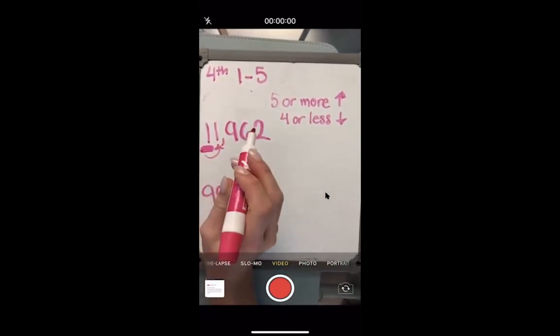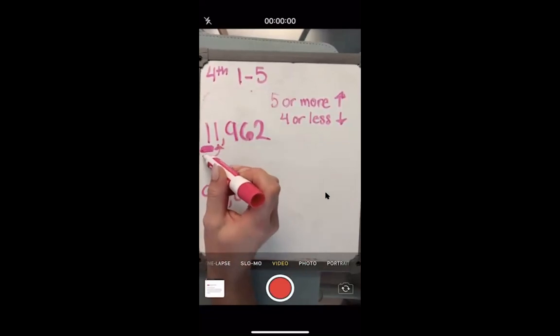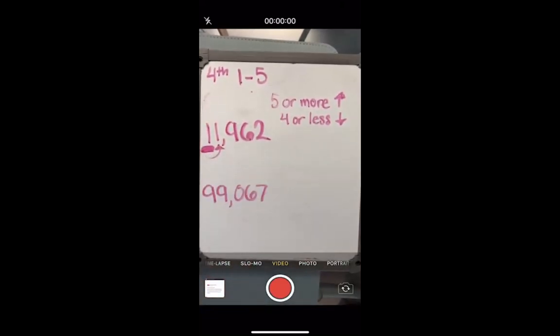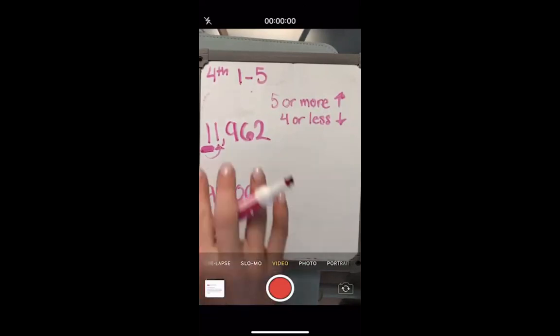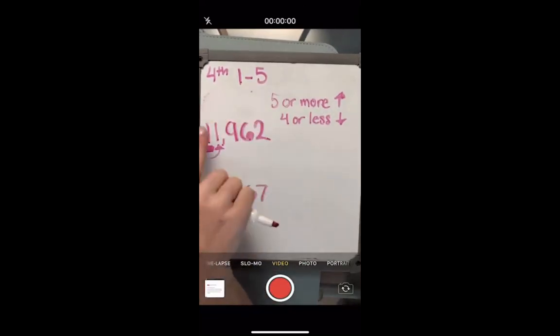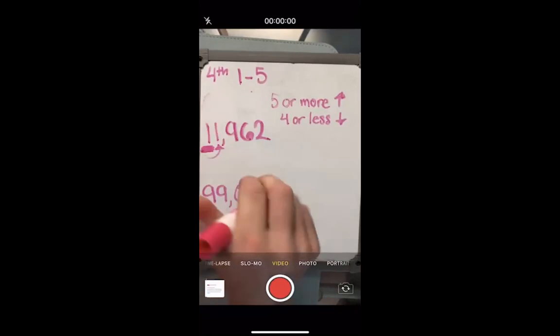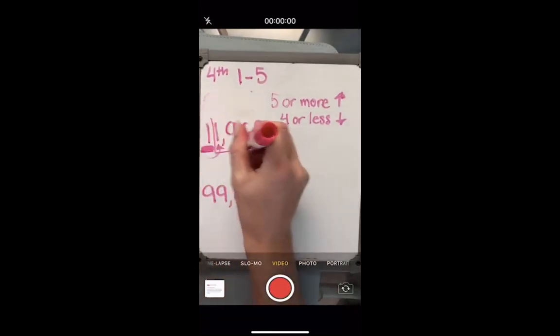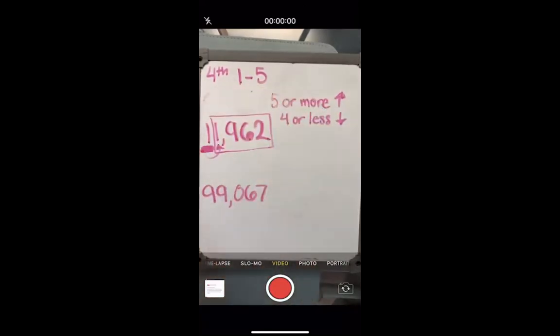So I have 11,962. One way you can think about this is, I'm going to hide my 10,000s place. I sometimes like to draw a box around this. So I'm rounding to the nearest 10,000.